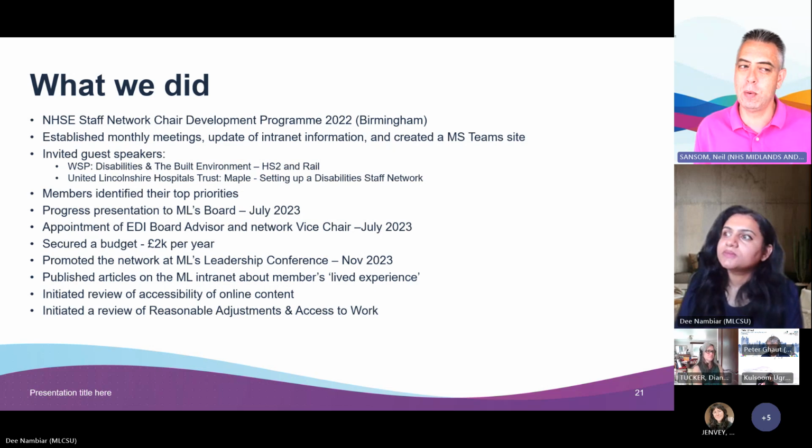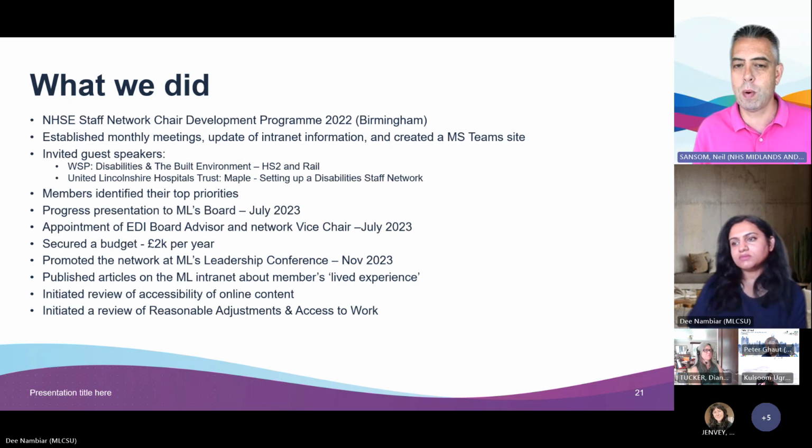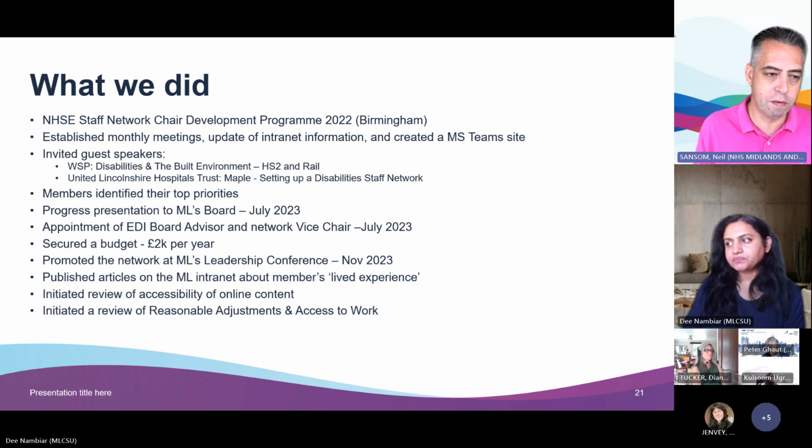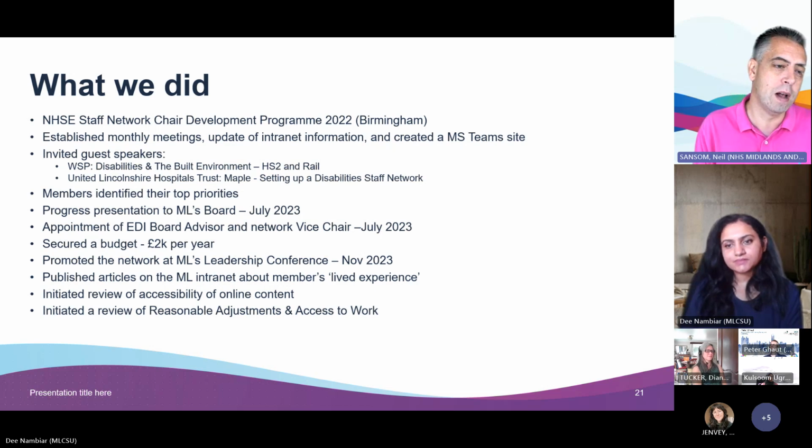So in terms of what we were doing in those early stages, the latter half of 2022, we're establishing the network. Monthly meetings were set up. We'd got information on our staff intranet called Nugget, as Dee said, trying to create that buzz internally around it. And we also created our own Microsoft Teams site where members could come together. We could post and share information, minutes, agendas, reports, any materials relevant to the network. We've got our own space there as a platform to launch and support ourselves.